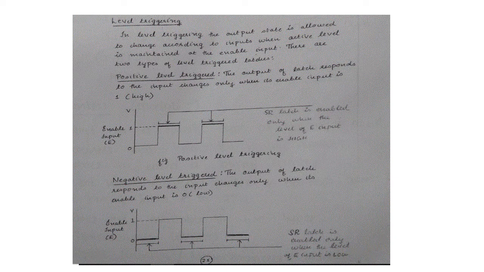In positive level triggering, the output of the latch responds to the input changes only when the enable input is high. That is, in the given signal, when the enable input is high, it is shown by a small darkened line. The SR latch is enabled only when the level of input E is high. Then we have a negative level trigger, that is, the output of the latch responds to the input changes only when its enable is low, that is 0. Then we say that it is negative level triggered.